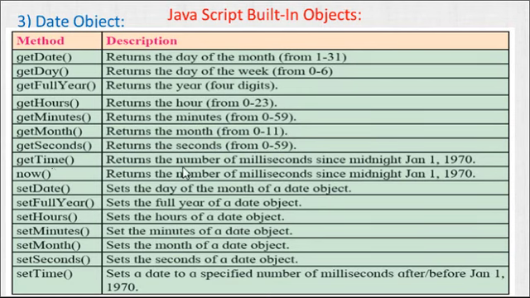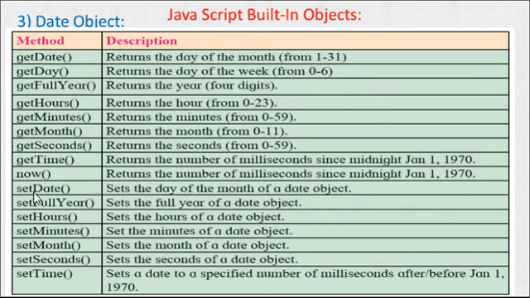Then getTime will return the time in milliseconds since midnight Jan 1, 1970. And a similar function to getTime is now. It will also display the output in milliseconds since midnight of Jan 1, 1970.